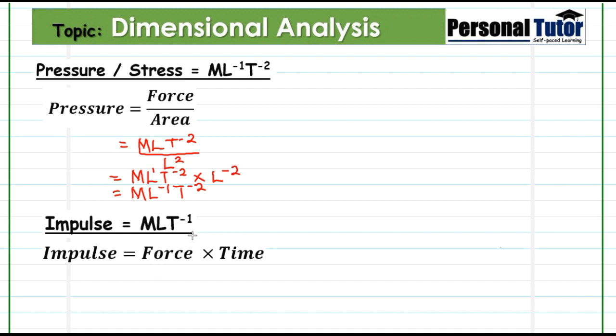Moving on, let's now look at impulse, MLT exponent negative 1. Friends, impulse is expressed as force times time. Force, as already established, has the dimensional equation MLT exponent minus 2, times the time, which is T. Using indices, this T carries a positive 1, this is a negative 2. When multiplied, the exponents will add, and that will be MLT exponent minus 1. So that is the dimensional equation for impulse.